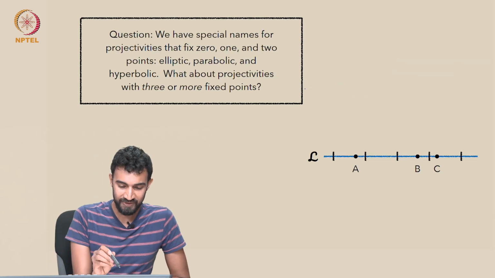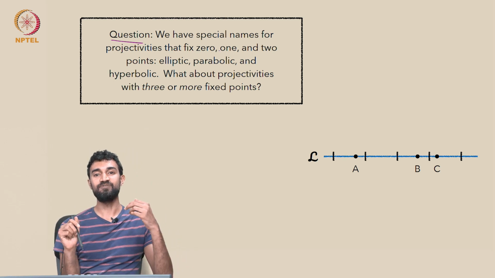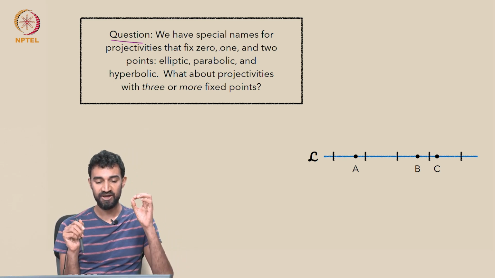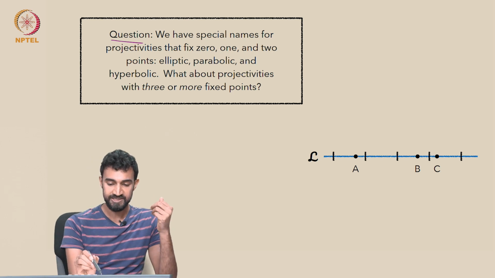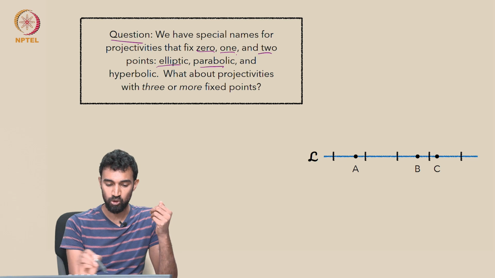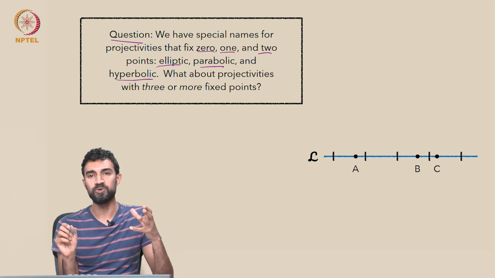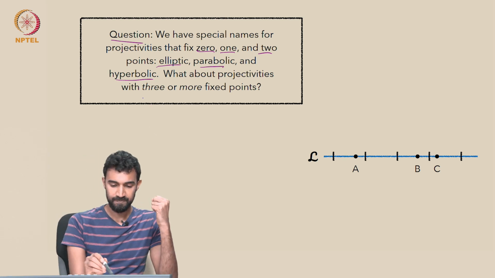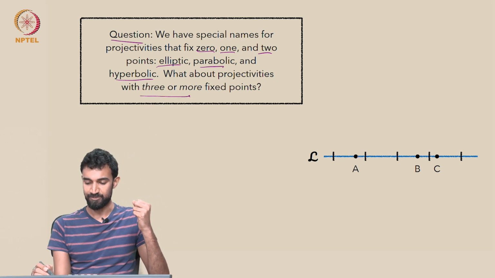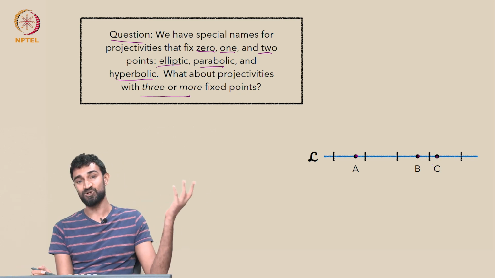Okay, now I have a question. We have special names for projectivities that fix 0 points, 1 point, and 2 points. 0 points is elliptic, 1 point is parabolic, 2 points is hyperbolic. What about projectivities that fix 3 or more points? So for example, a projectivity that fixes A, B, and C, does it also get a special name?